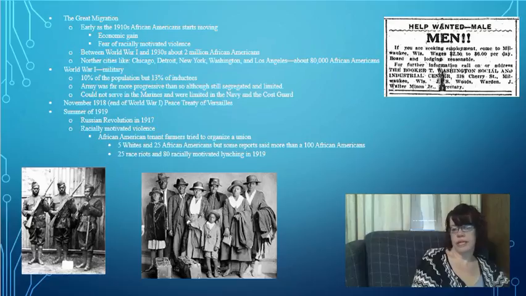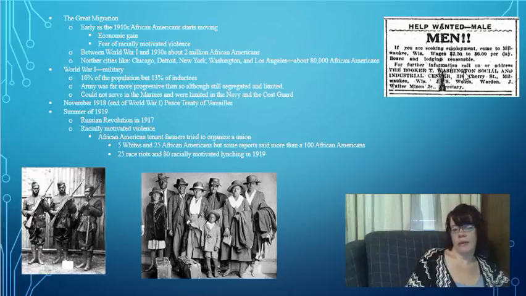They moved to northern cities like Chicago, Detroit, New York, Washington, and Los Angeles, which absorbed about 80,000 African Americans. And you can even see I have over here, this is help wanted males. So during the Great Migration, especially once World War I begins and the military starts to ramp up and there's wartime industry, people really will come to the South and they'll advertise. The promises won't always be met that are advertised, but they will advertise and they will try and get African American men, especially, to come north and to fill these factory positions.